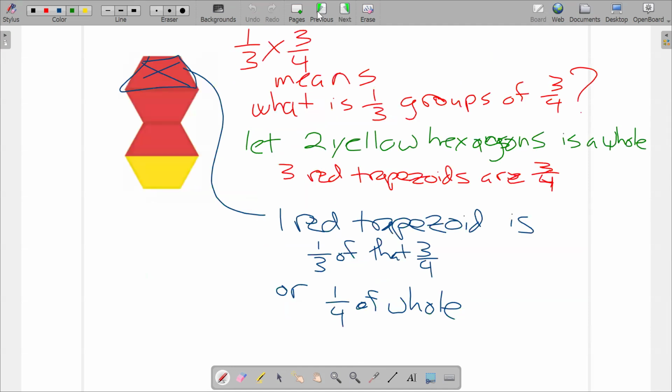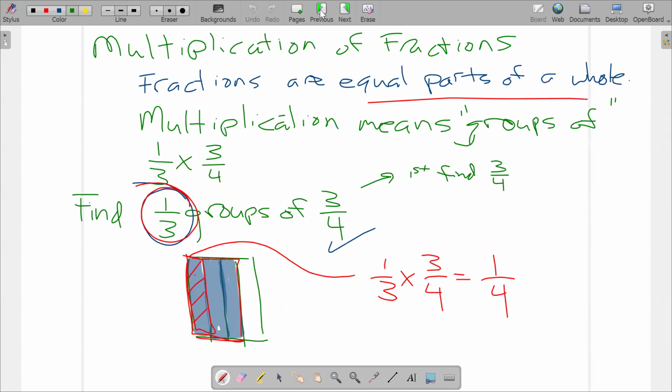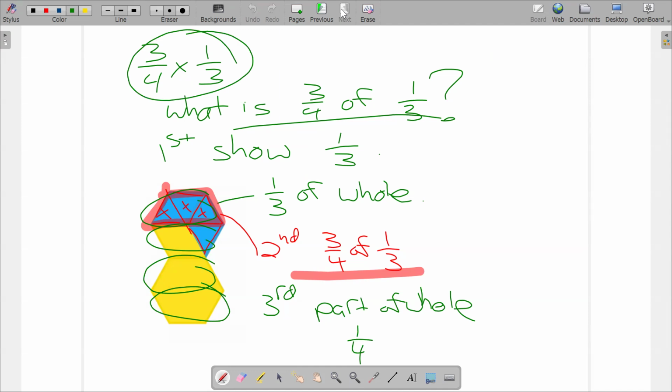multiplication using the ideas of fractions as an equal part of a whole and multiplication means groups of. And basically it turns into this 3-step process. Step 1 is identify the second fraction. Step 2 is to find the parts of that from the first fraction. And the third step is say, okay, what part of the whole do we have now? And you can do this with any shapes at all. Now, there ends up being a shortcut to this, which we need to get to eventually. We'll worry about that in a little bit.